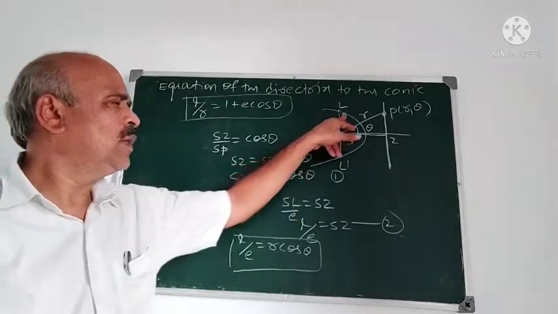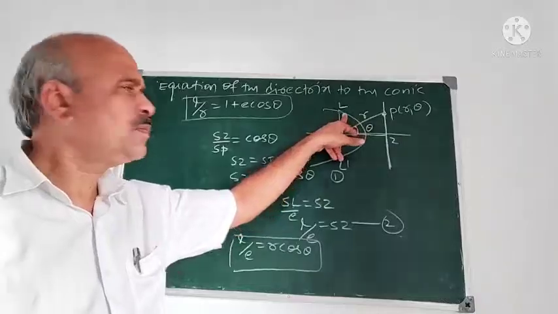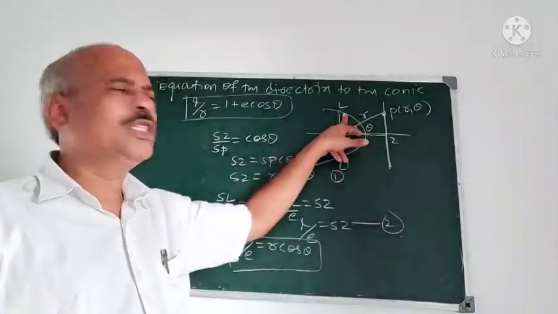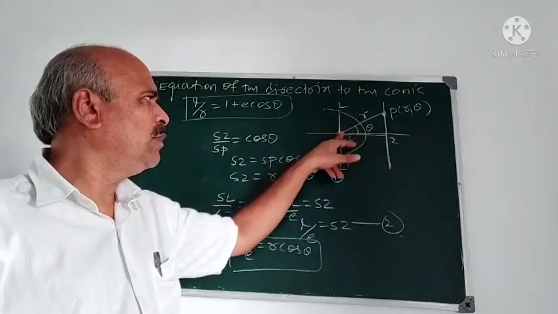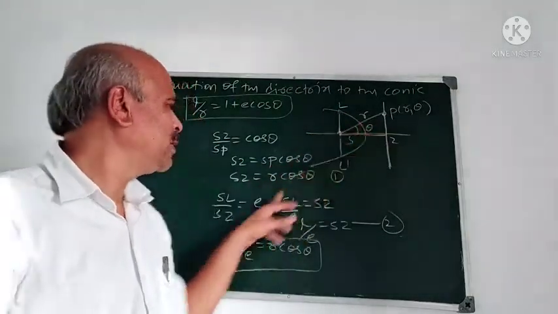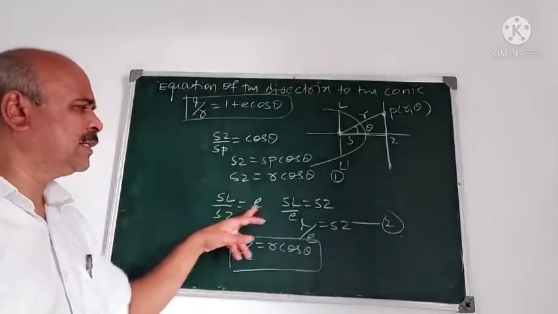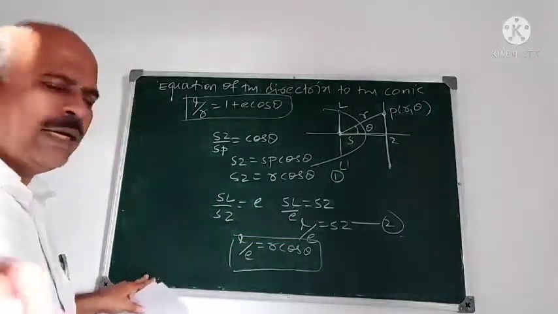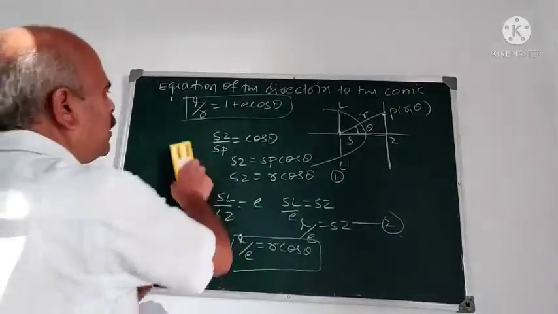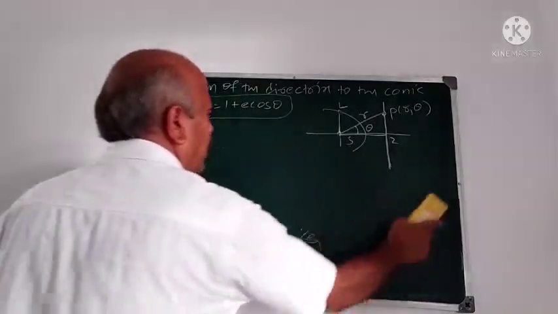But using the definition of the conic section. What is the conic section? The ratio of the distance of any point from the focus to the distance from the directrix is always E. So SL by SZ is E. L by E is SZ. From 1 and 2, L by E is R cos theta. This is the equation of the directrix.